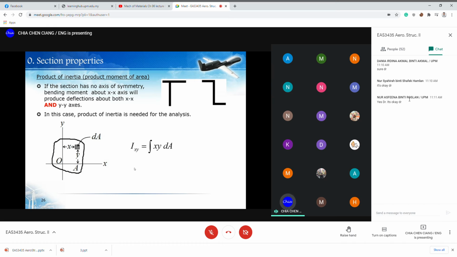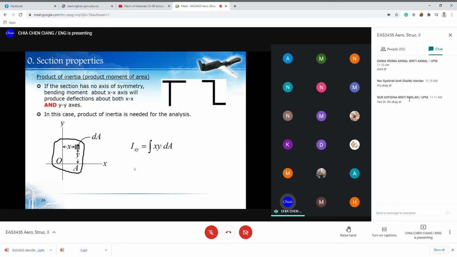In the other way around, if you have a negative Ixy, you apply a force in the positive x direction, the deflection is in the positive x direction and negative y direction. Something like that, okay? The concept is like this. It shows the relationship between the axes.